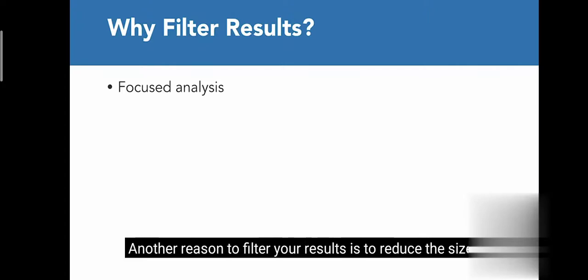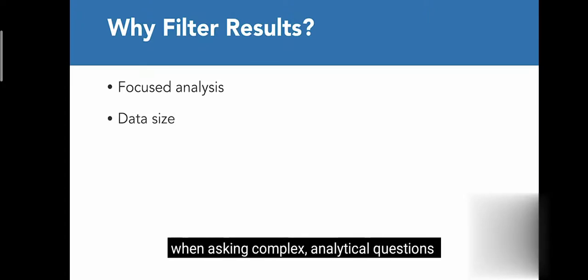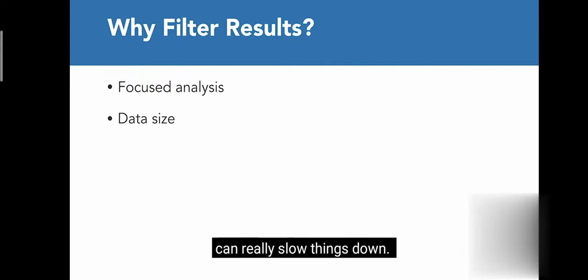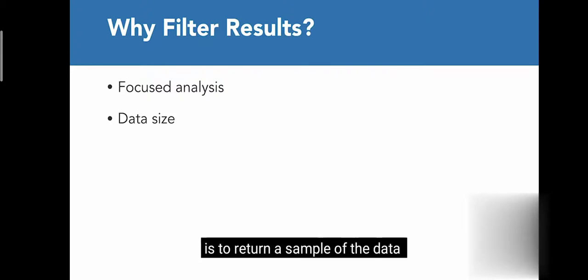Another reason to filter your results is to reduce the size. Even rather small data sets, when asking complex analytical questions, can really slow things down. A good way to speed things up, especially when you're still formulating your hypotheses, is to return a sample of the data rather than the entire population.